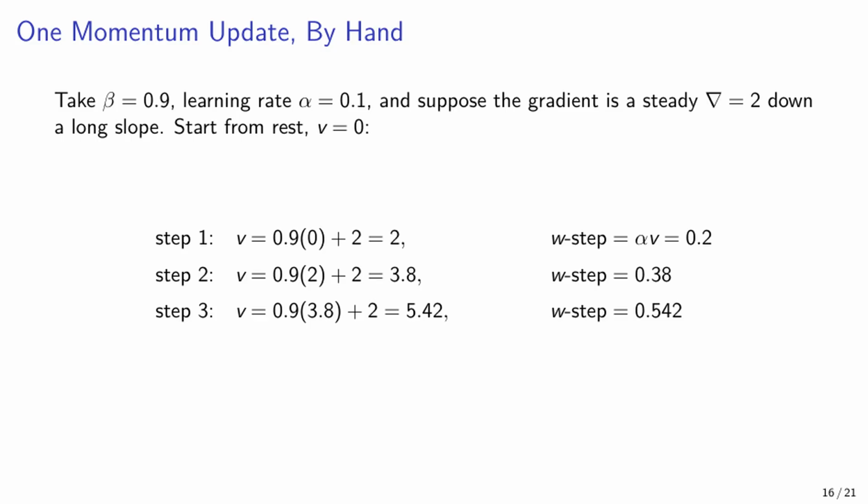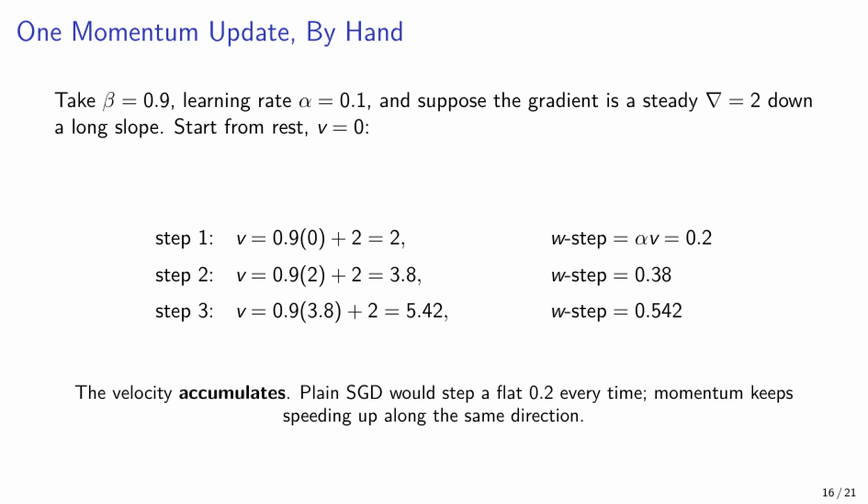Step 3. Velocity is 0.9 times 3.8 plus 2, which is 5.42. The weight step is now 0.542. Watch what happens. The velocity accumulates. Plain SGD would take a flat step of 0.2 every single time. Momentum keeps speeding up along the same direction.